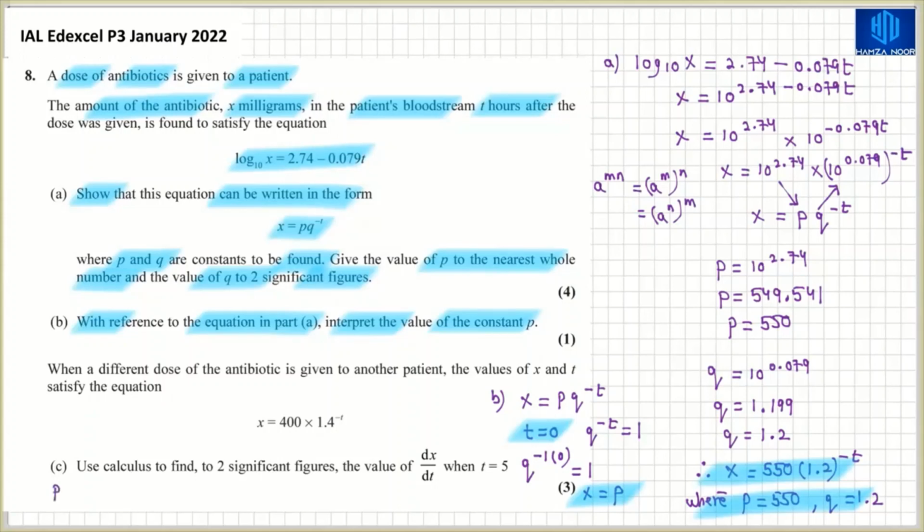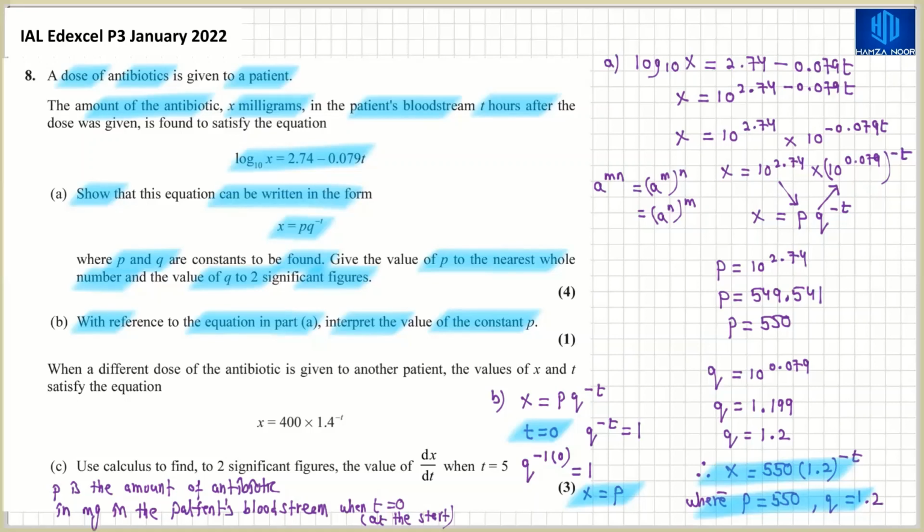So therefore we can say that P is the amount of antibiotic in milligrams, or you can say in mg, in the patient's bloodstream when t is equal to 0, or you can say at the start. When t is equal to 0 also means at the start. So in this way you are going to interpret what the value of the constant p indicates. So this was the answer of part B.